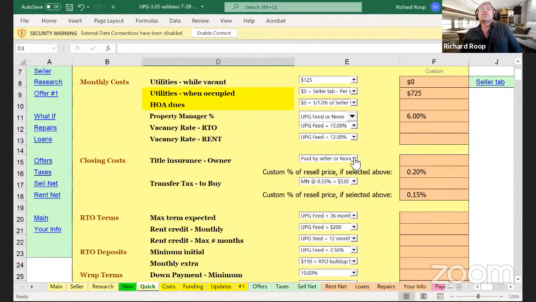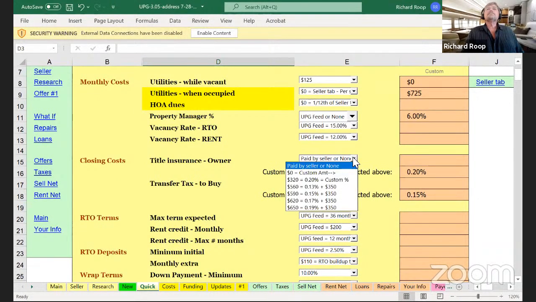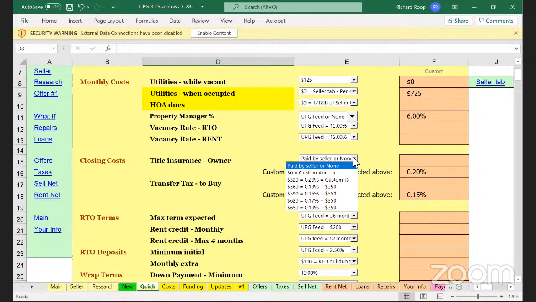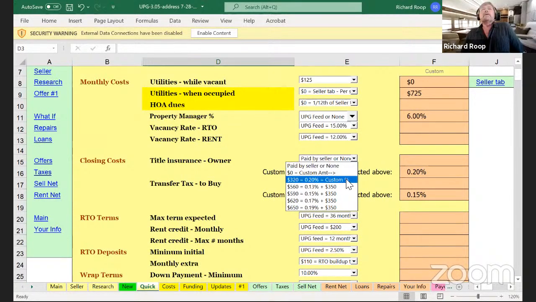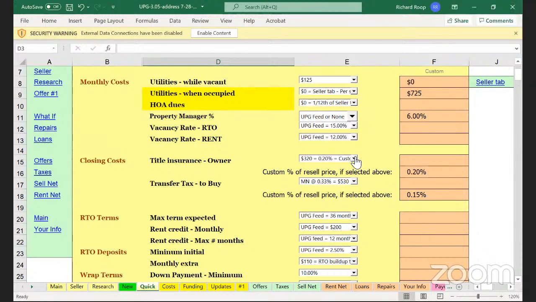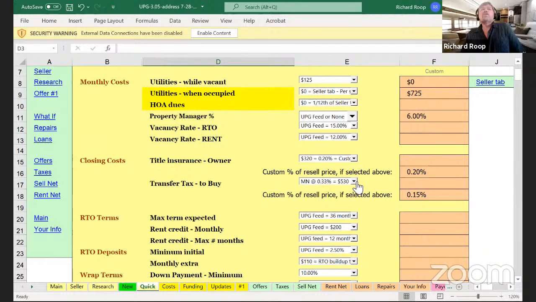Title insurance. Would you buy title insurance if you bought it subject to? Probably, I would think so. What would you recommend? I mean, it's probably a couple hundred dollars. I think it's worth it. Yeah, 320. Usually the title company charges between $200 and $300 for title insurance. Okay, we'll go ahead and put it in there.